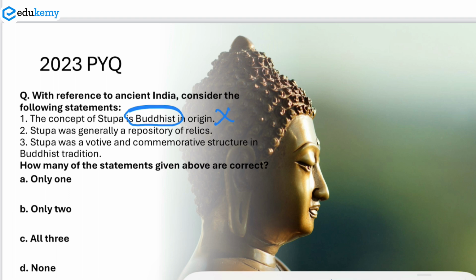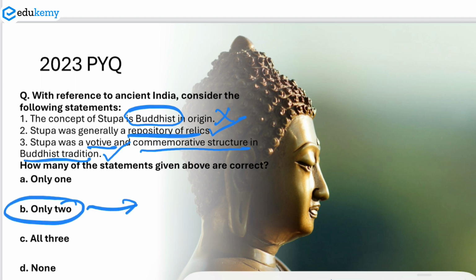Stoop was generally a repository of relics. Yes, हमने देखा कि it is generally a repository of relics, which was popularized by Ashok when he patronized Buddhism. Stoop was a votive and commemorative structure in the Buddhist tradition. Yes, it is used for worship. It is very sacred in Buddhist tradition. Second and third are true, so only two is the answer.